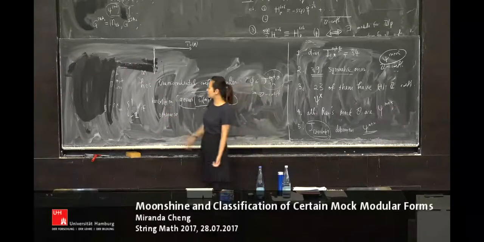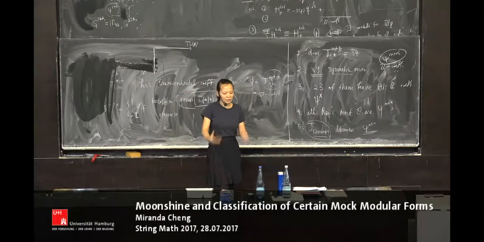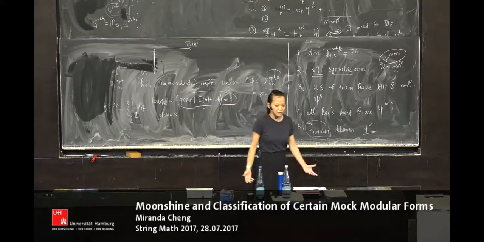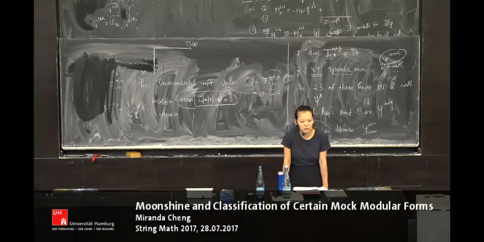But in terms of Moonshine, in terms of how modular forms are connected to finite groups, we know very little, and it could possibly be conceivable that the connection is far more general than we think, and we certainly need a theory to understand the connection.